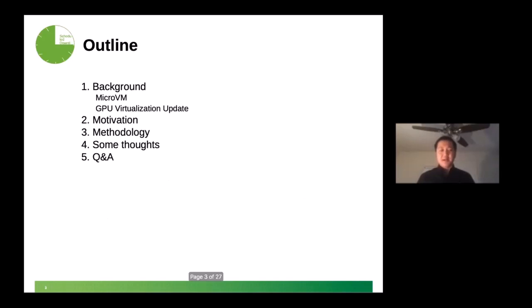So let's get back into today's topic. For today, I'm going to give you a quick background about the micro-VM Firecracker, and also some introduction about GPU virtualization, especially some latest updates, and also the motivation. Why do we want to do it? And how do we do it? What should we do? Since this is an exploration journey, I'll share some thoughts after that. At last would be the Q&A part, but you can type in your question from our chat platform, and I would be glad to answer.